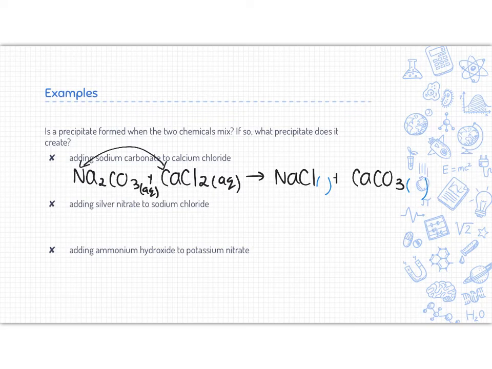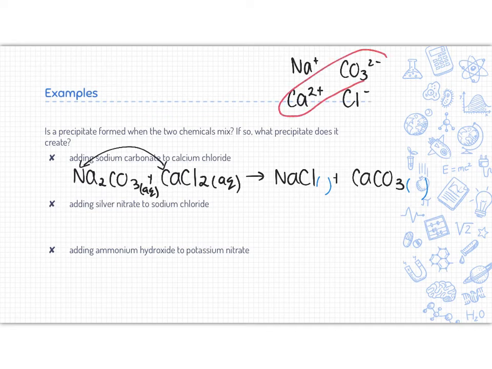Another quick way to do this, though, is I can just write out the ions. So Na plus and CO3 2 minus, and Ca2 plus and Cl minus. What we're going to do is check the solubility of the opposites here. So notice that NaCl was one of our products, and calcium carbonate was the other. So it's just a quick and easy way, without having to write an equation, to check the solubility.